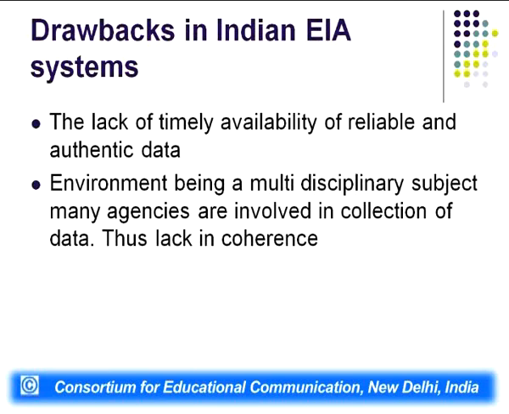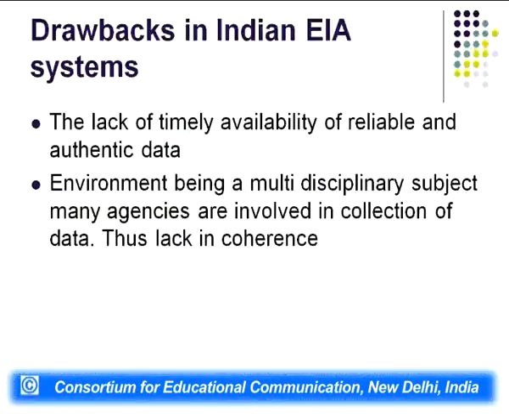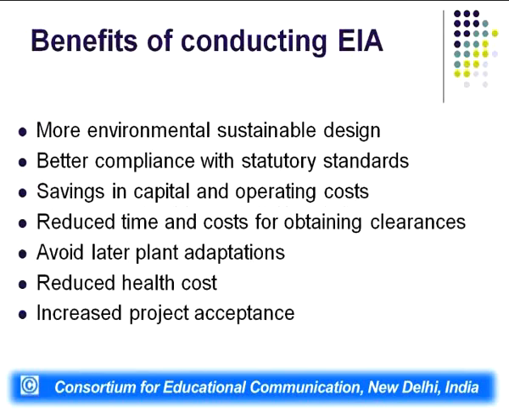Now, what are the drawbacks in the Indian EIA system? There are two major drawbacks. One is the lack of timely availability of reliable and authentic data. Second is that environment being a multidisciplinary subject, many agencies are involved in the collection of data, thus there is a lack of coherence, because it is not one industry or one system which is involved. It could involve many industries, so sometimes there is a lack of coherence and ultimately it becomes a major problem.